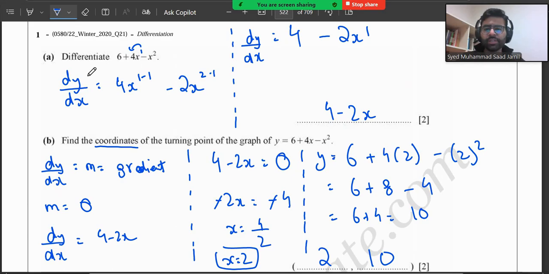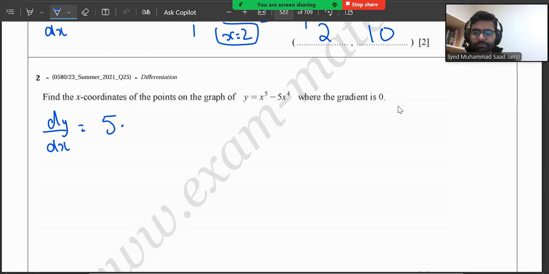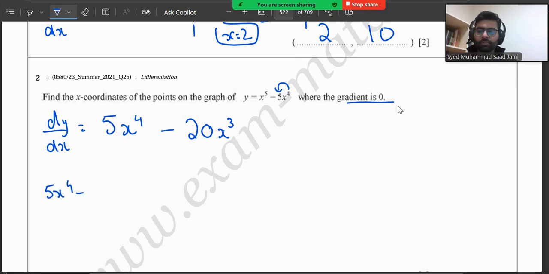Fairly easy. Took me maximum 2 minutes or 3 minutes for both the questions. Now, find the x coordinates of the point on the graph of y is equals to x raised to power 5 minus 5x to the power 4, where gradient is 0. Again, dy over dx, let's do it. Dy over dx, multiply with the power, subtract the power, so 5x raised to the power 4, minus 5 times 4, subtract 1, to the power 3. Perfect. So now it's saying gradient is 0. It means 5x to the power 4 minus 20x raised to the power of 3 is equals to 0.